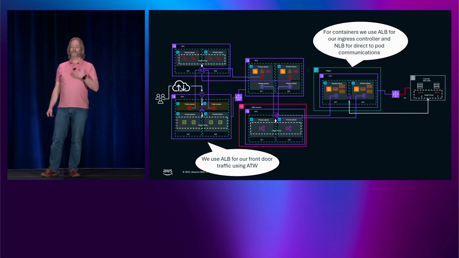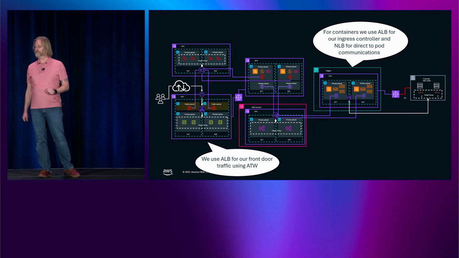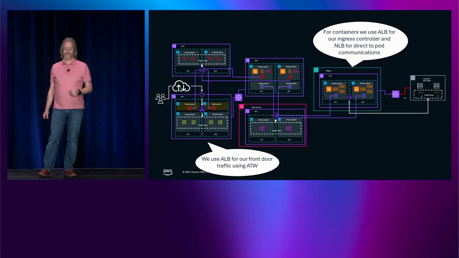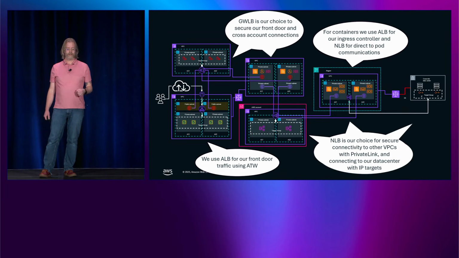And then next, we used ALB for our ingress controller for our containers, and we're using NLB for our direct-to-pod for any of the things in our containers that require low latency, fast connections. We also used NLB as a connection piece. As I promised, I didn't use anything else to connect up our VPCs. I used the NLB. And then lastly, we used our Gateway Load Balancer.